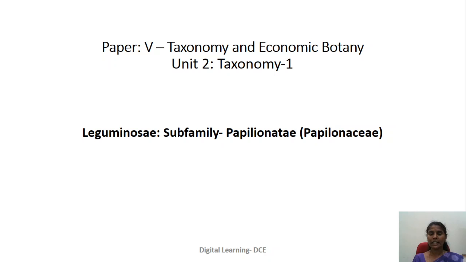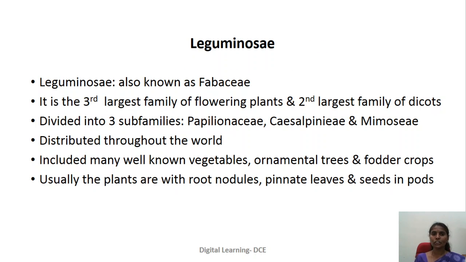In this session, let us study about the systematic position, family characteristics and economically important plants of subfamily Papilionaceae, belonging to Leguminosae. Let us start with a brief introduction to family Leguminosae.